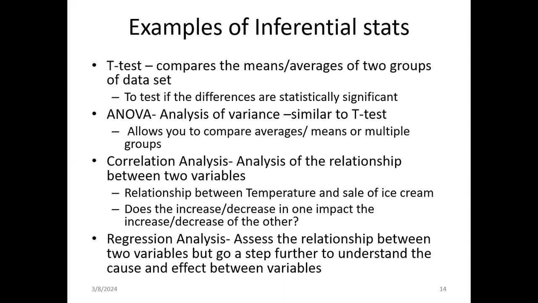Now, regression analysis also has to do with the relationship between two variables, but this goes a step further to understand the cause and effect between the variables. So at correlation, we leave it at just whether there is a relationship. At regression, we are looking further to know what is the cause of that relationship. Why is this so?